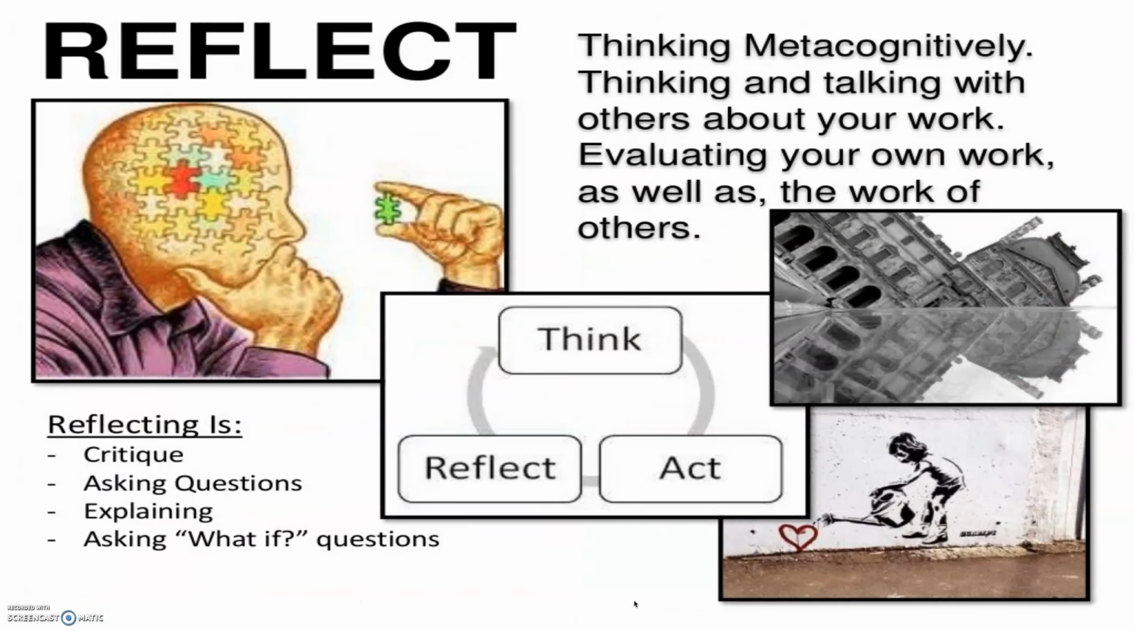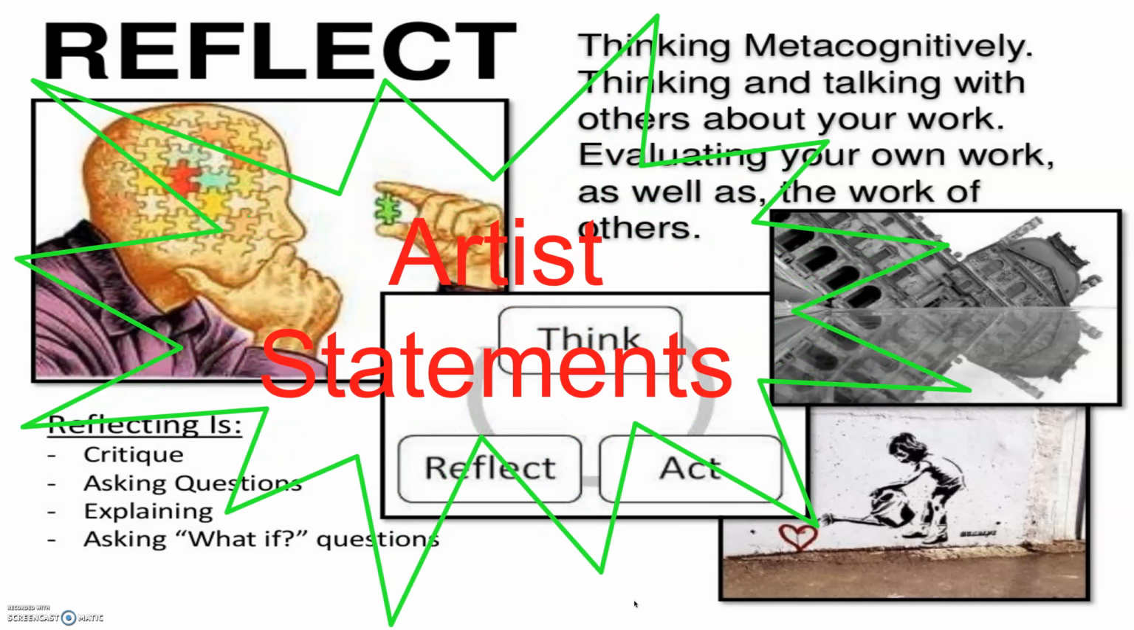And finally, as an artist, you have to be able to reflect. That means thinking metacognitively. That is a big word, but really all that means is just thinking about how you think, thinking about how you work, okay? Thinking and talking with others about your work, evaluating your own work as well as the work of others. You're going to ask questions, you're going to explain, you're going to ask and answer what-if questions, okay? We're going to do this in conversations in class and online, but we're also going to be making some artist statements. Sorry guys, you're going to be writing in all your classes probably. Just accept and move on.